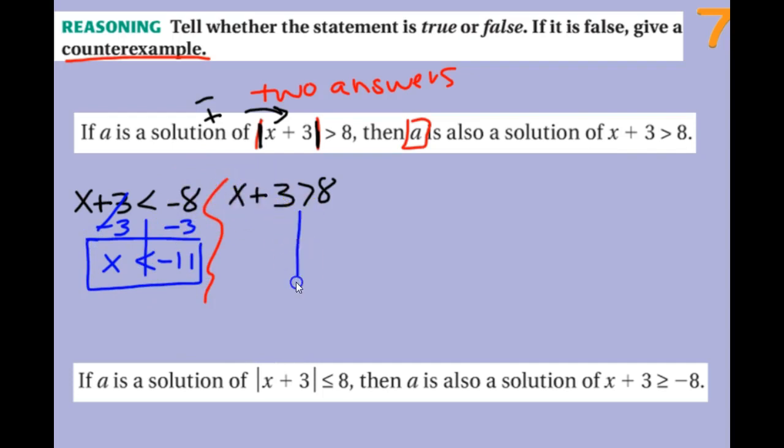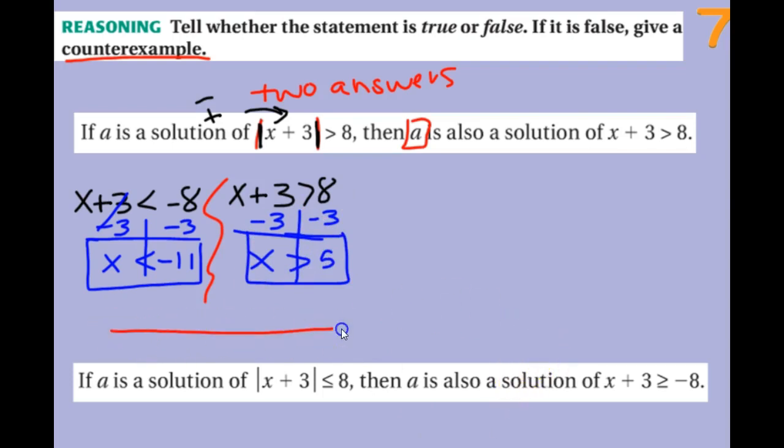And on this side, subtract 3, x would be greater than 5. So if we were to look at our graph here, negative 11, 5, this would be an open circle, this would be an open circle. At negative 11 we're pointing to the left, and at 5 we're pointing to the right. So here's what they're telling us is happening.